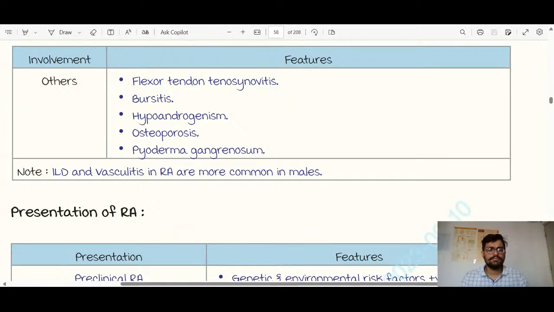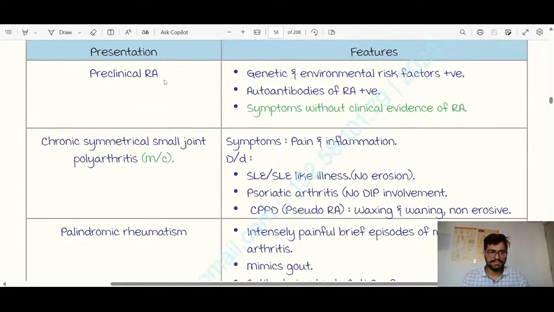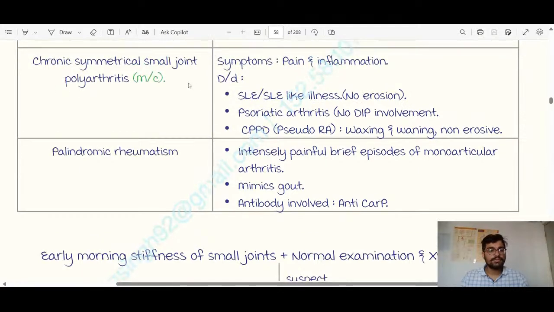As we move further, the presentation of rheumatoid arthritis. Preclinical rheumatoid arthritis: genetic and environmental risk factors positive, autoantibody of RA positive, symptoms without clinical evidence of rheumatoid arthritis. Clinical symptoms: small joint polyarthritis is most common. Symptoms are pain and inflammation.